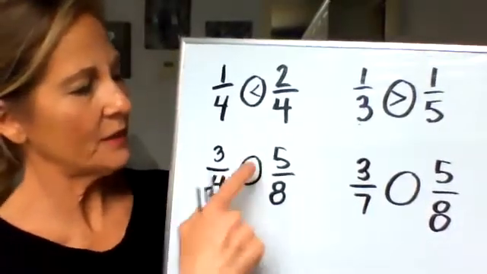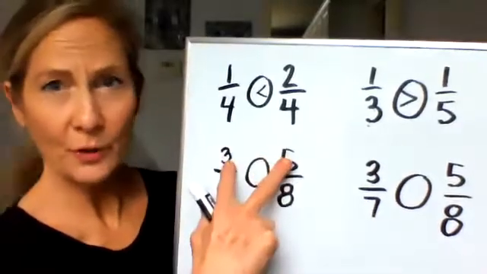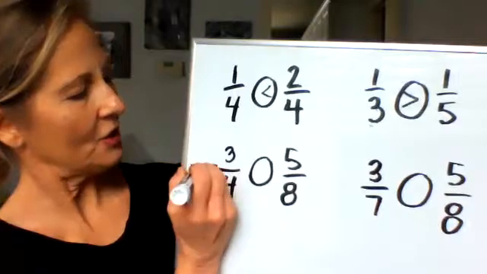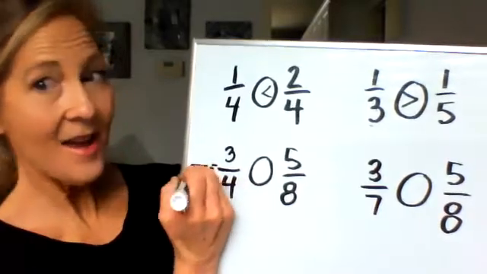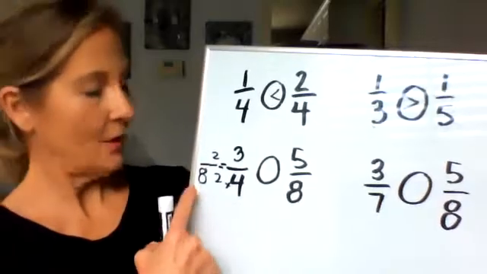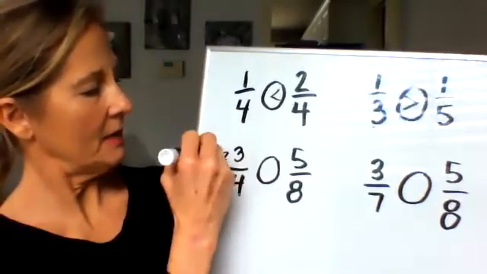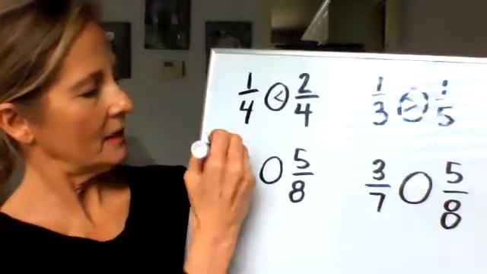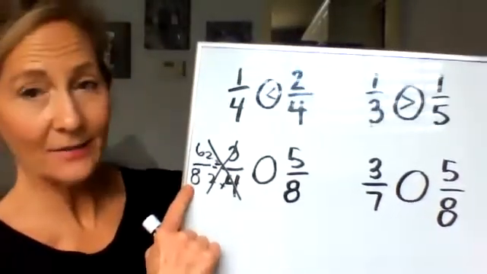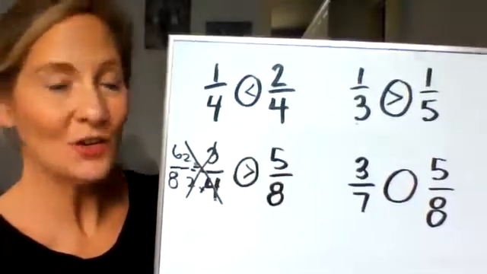How about right here, 3/4 and 5/8? Denominators don't match, numerators don't match, but I can easily make the denominators match. So I can get eighths if I times 3/4 by 2/2. 4 times 2 is 8, 3 times 2 is 6. So I can replace 3/4 with 6/8, and I see that 6 of something is more than having 5 of something, so 6/8 is larger.